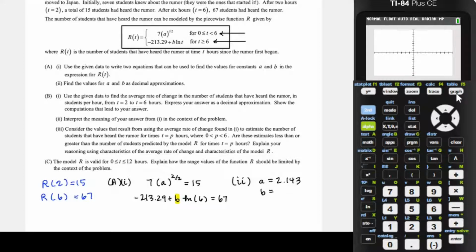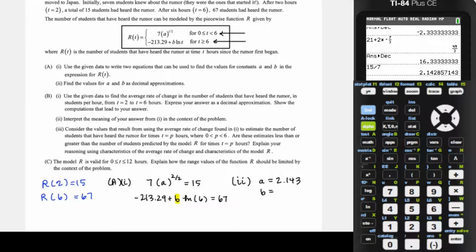Okay, it's not looking promising. So I'm going to need some more t values. I cannot imagine that b is going to be a negative number, because that would cause the number of students who heard the rumor to decrease. So I'm going to change the window to be something like 0 to 100, and change this x scale to 10, and hopefully that'll allow me to see a 0. If not, then I'm going to rethink what I've typed in. Okay, what's going on here?